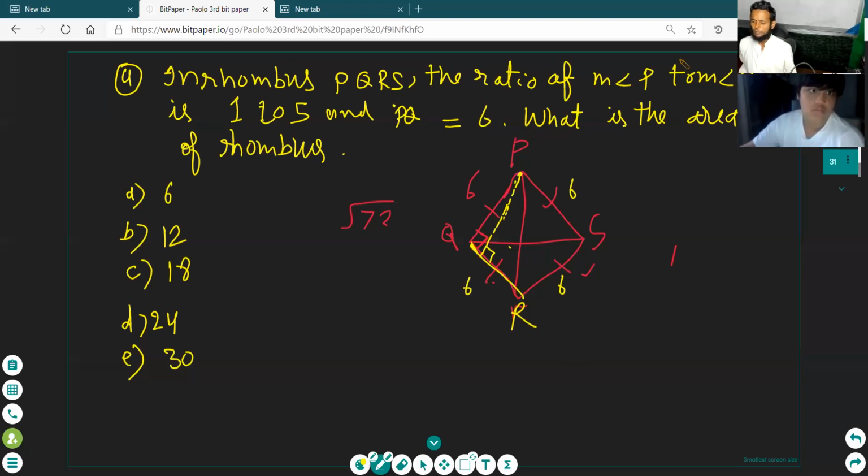Perpendicular. You should draw perpendicular. You are drawing the diagonals, not the diagonal. There is no need of diagonals, okay? The square root is 72. So it would be 72. The length is 72.